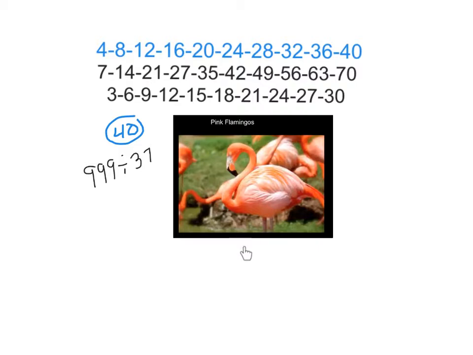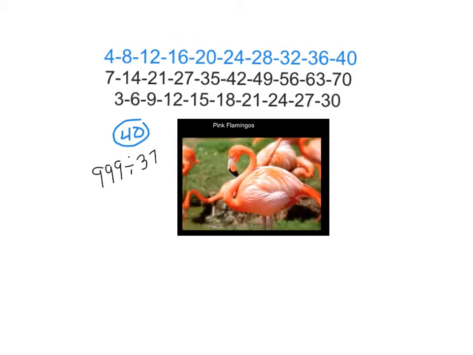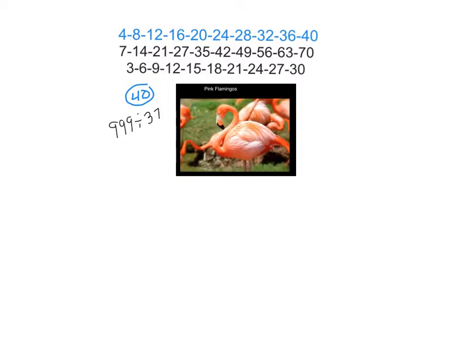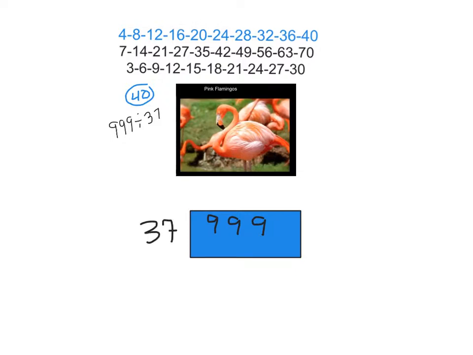So next thing I want to do is make my area box. So I'm going to shrink this, make a little bit more room, and create my very first area box. And bam, right there it is. Now I'm going to take the 999 and put it inside my area box. And then I'm going to take my 37, that is my divisor, and put it outside the box there.